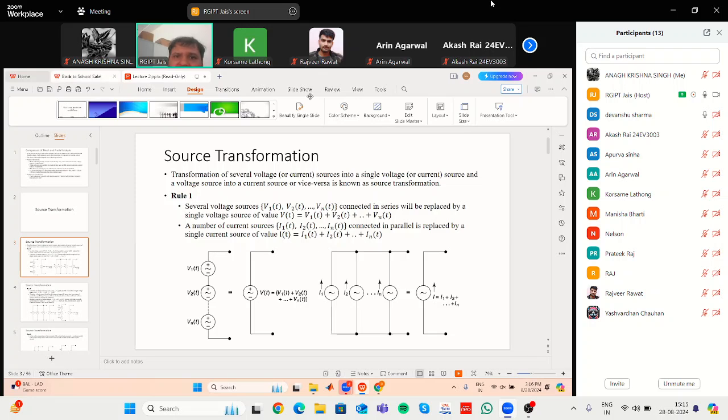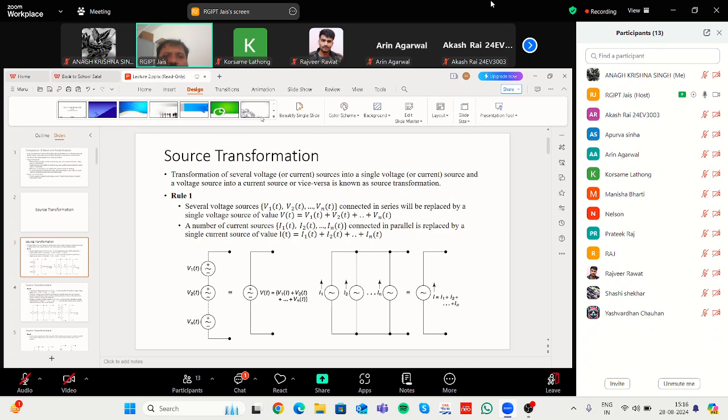Is it clear? The first rule, is it clear? If you have any doubt, please let me know. The first rule of source transformation, is it clear to you or not? You have already done this while solving simple circuits. Also, you have done this. Okay, but just a formal way of knowing what is source transformation. Yes.